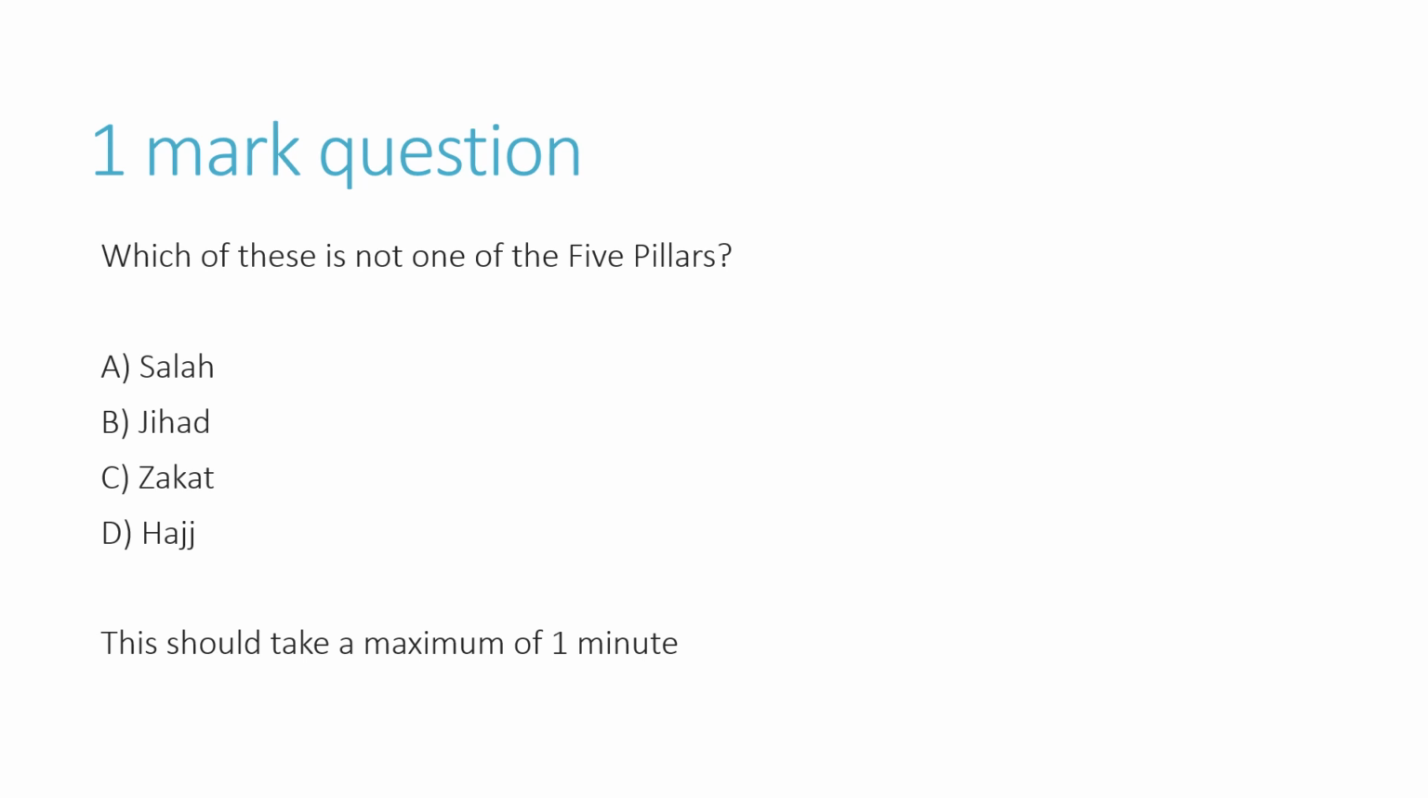This should take an absolute maximum of 1 minute. Now you might be thinking, well, I can do it a lot quicker than that. And you're probably right, but the only thing I would say to that is just make sure you read the question really carefully, because if you don't clock that word not in the question, you might just go far too fast. You might just select the first of the 5 pillars you see, which would be Salah, and you'd end up getting it wrong. It's worth just taking a few seconds to read the question a couple of times, make sure that you know what it's asking. Okay, 1-mark question done.